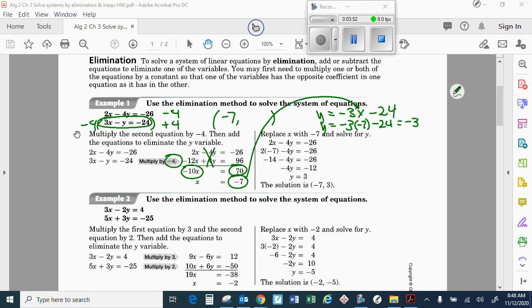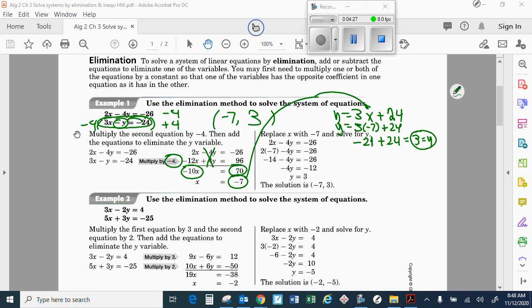Oh, sorry, it was negative y. Dang it. So that's where I blew it there. That's negative y. Since it's negative y, I'm moving this across and adding this across. So I have y equals 3x plus 24. Now I plug the negative 7 into there. And I get y equals 3 times negative 7 plus 24. Negative 21 plus 24 is positive 3. And there's my answer.